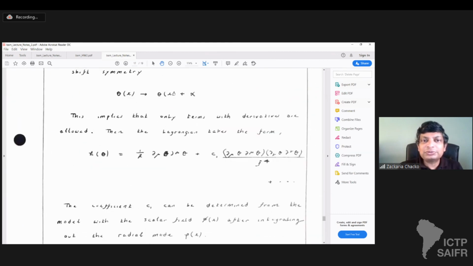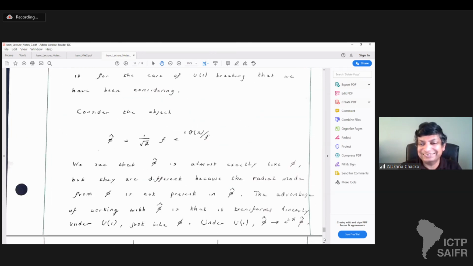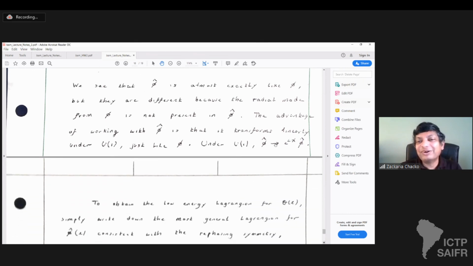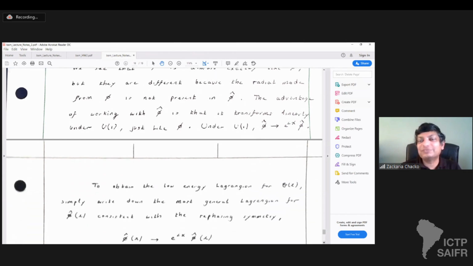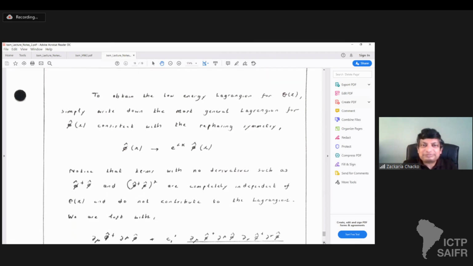I could teach you how to write Lagrangians with the other thing, but I'd rather let Weinberg do it. I think he's a lot smarter than I am. But this one, all of us know how to write Lagrangians with. So to obtain the low energy Lagrangian for theta of x, simply write down the most general Lagrangian for phi hat of x consistent with this rephasing symmetry.